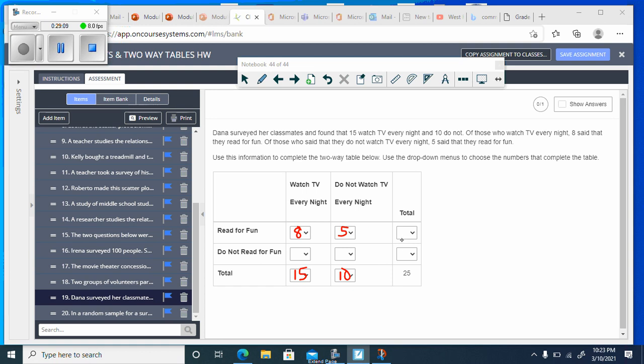Well, if you go across to get the total, you'd add those two. 8 and 5 would be 12. 8, let's see. No, sorry. 13. Can't add tonight, sorry. Okay. 8 plus 7 gives you 15, so that needs to be 7. 5 plus 5 gives you 10. 7 plus 5 gives you 12. 13 and 12 gives you 25. 15 and 10 give you 25. There's your completed two-way table.